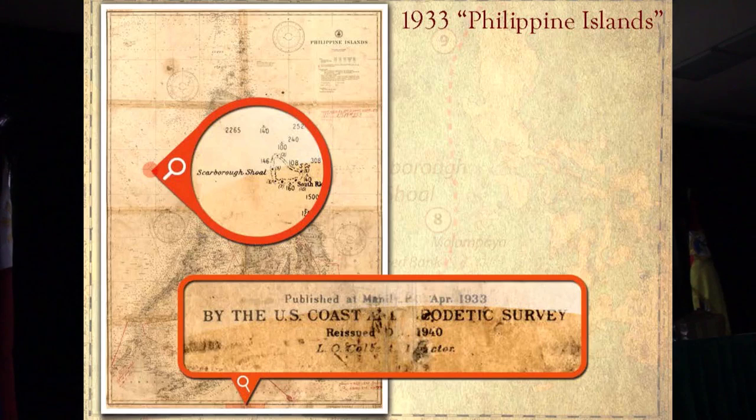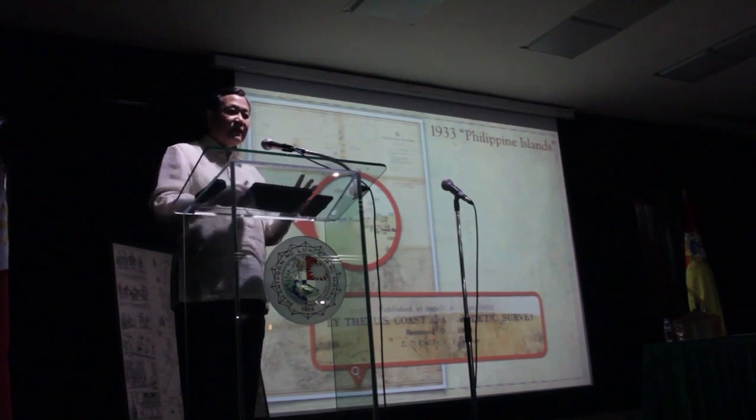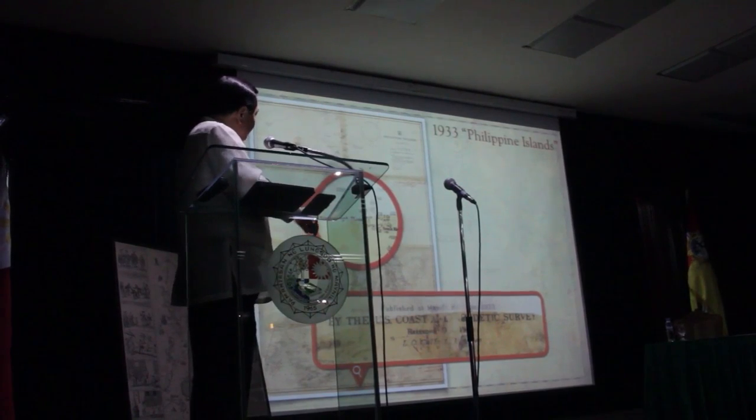Next map. 1933 map, Scarborough Shoal with depth soundings. Published by the U.S. Coast and Geodetic Survey, reissued in 1940. So, again, an official American map of the Philippines, so they were here, showing Scarborough Shoal.